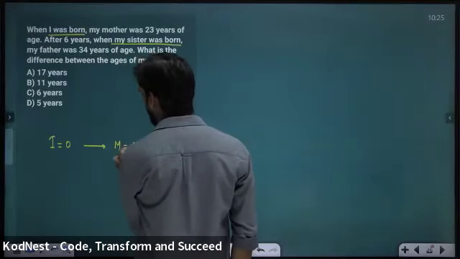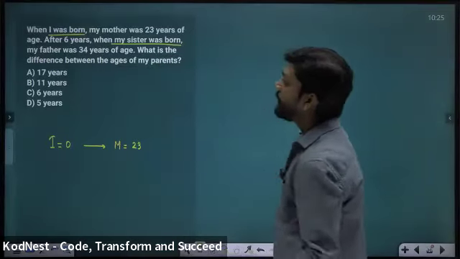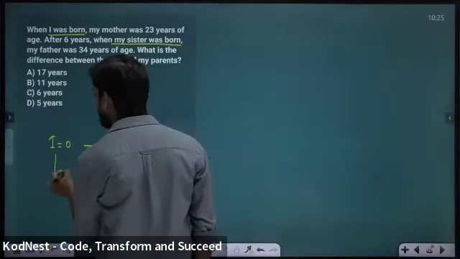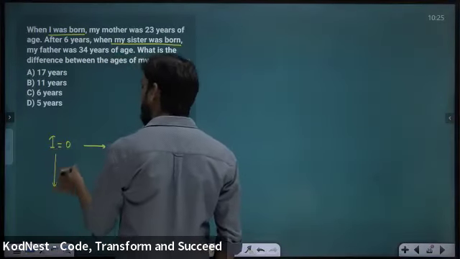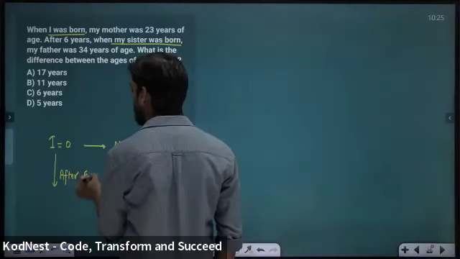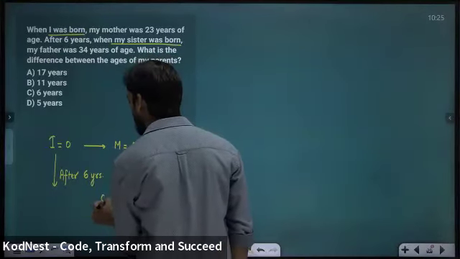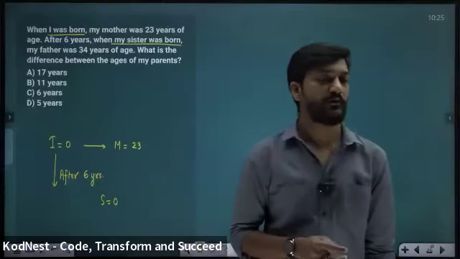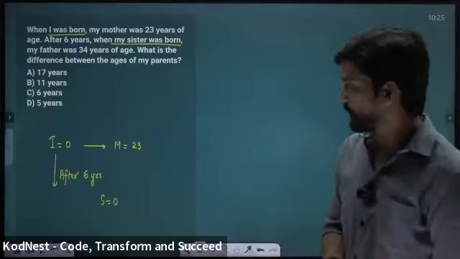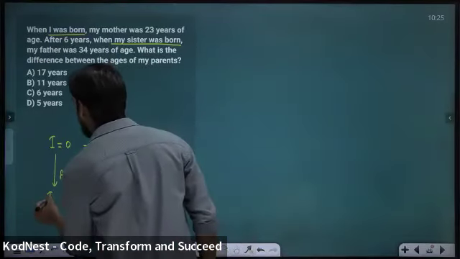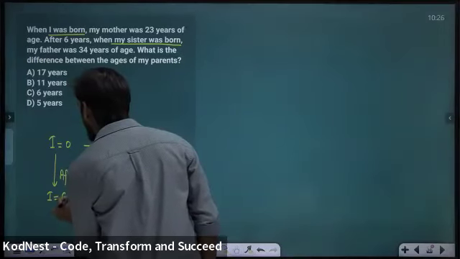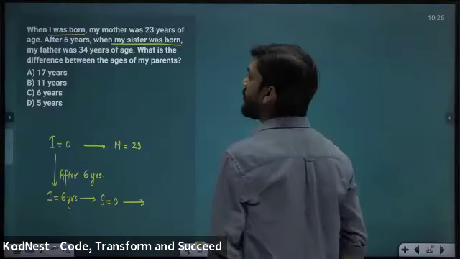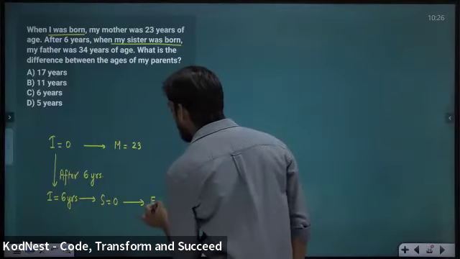Now, after 6 years, my sister was born. So after 6 years, what will be the age of me? 0 plus 6. So I will become 6. Now, after 6 years, when my sister was born, my father was 34 years.